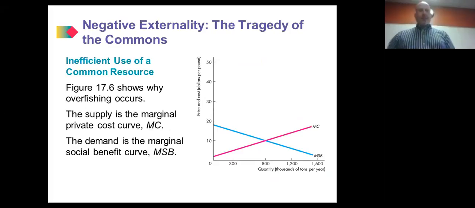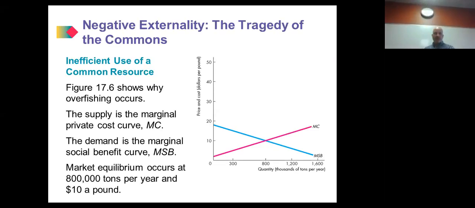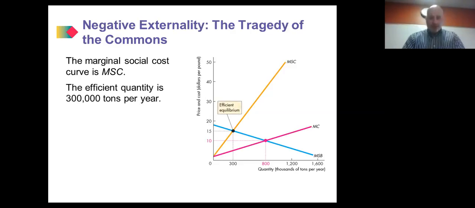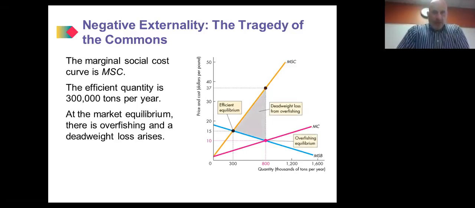All right, so let's look at an example. The supply is the marginal private cost curve, MC. The demand is the marginal social benefit curve, MSB. And we would say equilibrium is at the intersection of these two lines. And so equilibrium is going to occur at 800,000 tons per year and $10 a pound. Now, the marginal social cost curve. Here, we're going to draw this in the yellow line. And according to the marginal social cost curve, we see the efficient quantity is 300,000 tons per year. So at the market equilibrium, there is overfishing and a deadweight loss would arise.